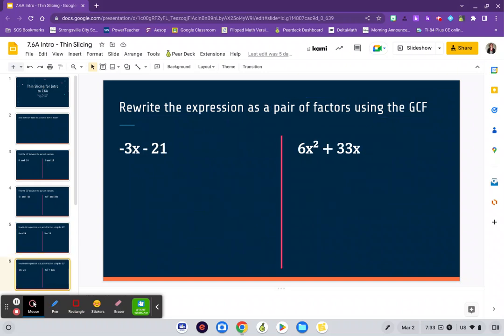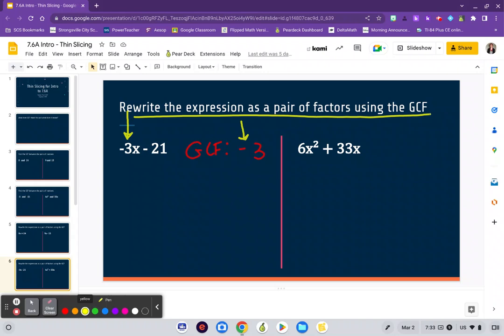Let's come back here and look at this negative situation that I was describing earlier. If you recall, we had said that the GCF was negative 3. And I notice here that my first term is negative, which is why I'm including the negative in my GCF. So again, I want to break this down as a pair of factors using that GCF. So negative 3 times whatever it takes to get that negative 3x minus 21.